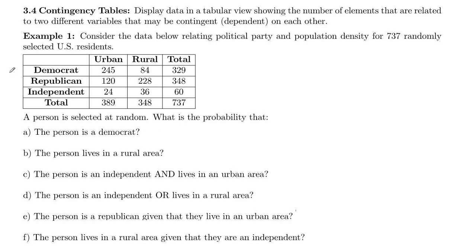Well, let's assign some labels to our events here. So let's let D represent Democrat, R Republican, I Independent, U will be urban, and then rural, why don't we do RL for rural. So the probability the person is a Democrat, so this is probability of D, and this is going to be desired outcomes out of total outcomes. So our total is 737, and out of those 737, Democrats are 329.